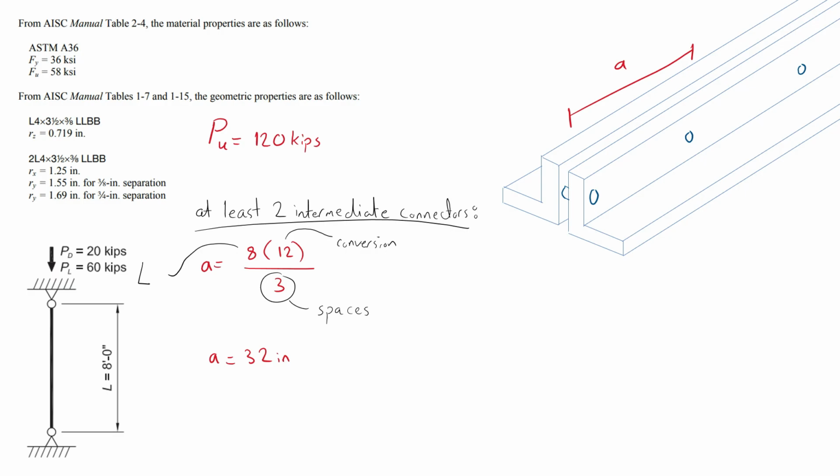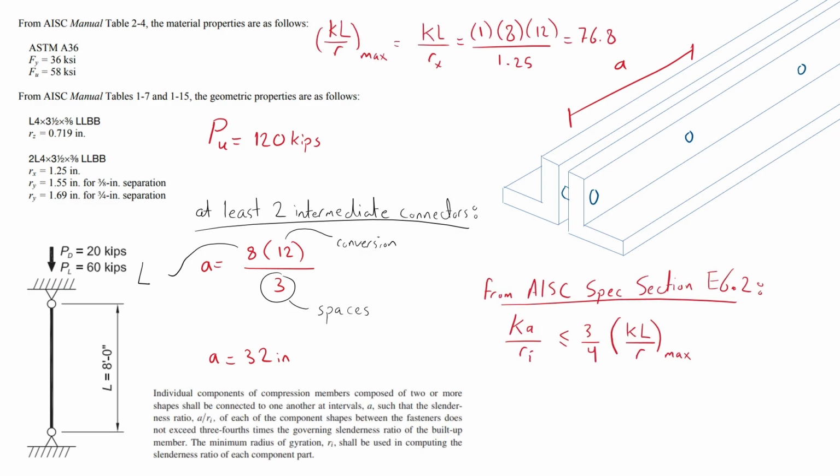From AISC specifications, Section E6.2, individual components of compression members composed of 2 or more shapes shall be connected to one another at intervals a, such that the slenderness ratio a/ri of each of the component shapes between the fasteners does not exceed 3/4 times the governing slenderness ratio of the built-up member. The minimum radius of gyration ri shall be used in computing the slenderness ratio of each component part.